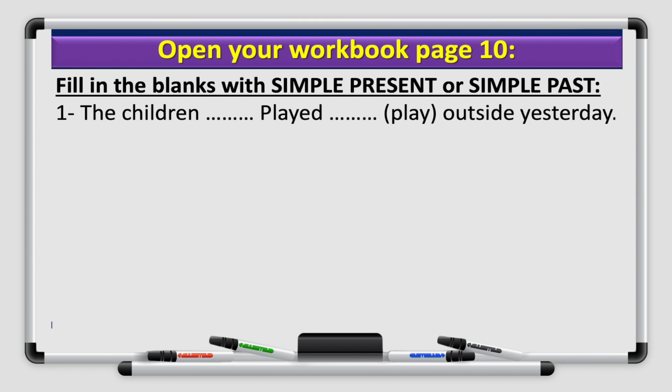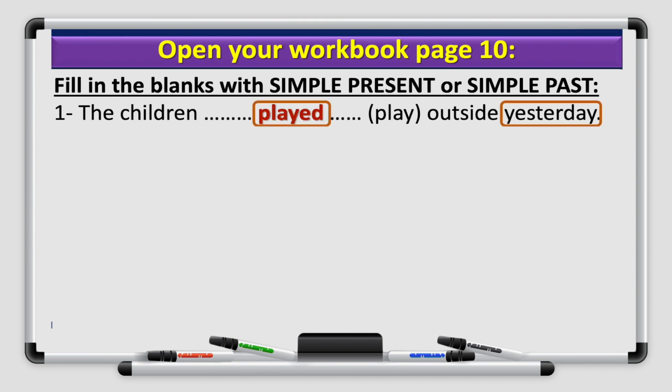Number 1, the children played outside yesterday. This is an example here. So we have a keyword here. What's the keyword? Yesterday. So we know it's a completed action in the past. So we're going to use the past form of the verb.